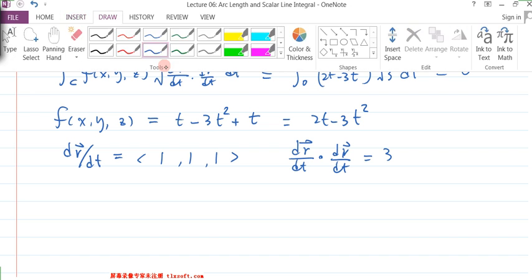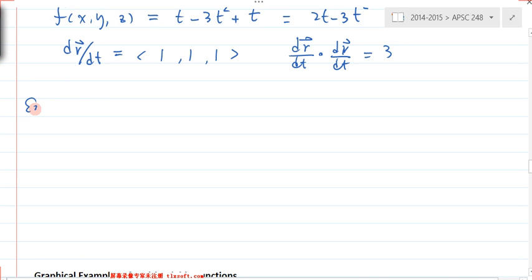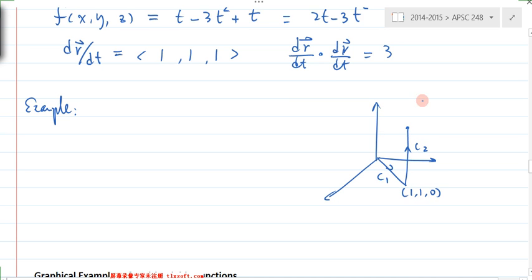Now let's look at the next one, as one of the students pointed out. I'll give you another example. This one we actually saw in my previous lecture. I have a curve like this. This is C1, this is C2. C1 goes from the origin to 1, 1, 0. C2 goes from 1, 1, 0 to 1, 1, 1. Remember this example in my lecture?